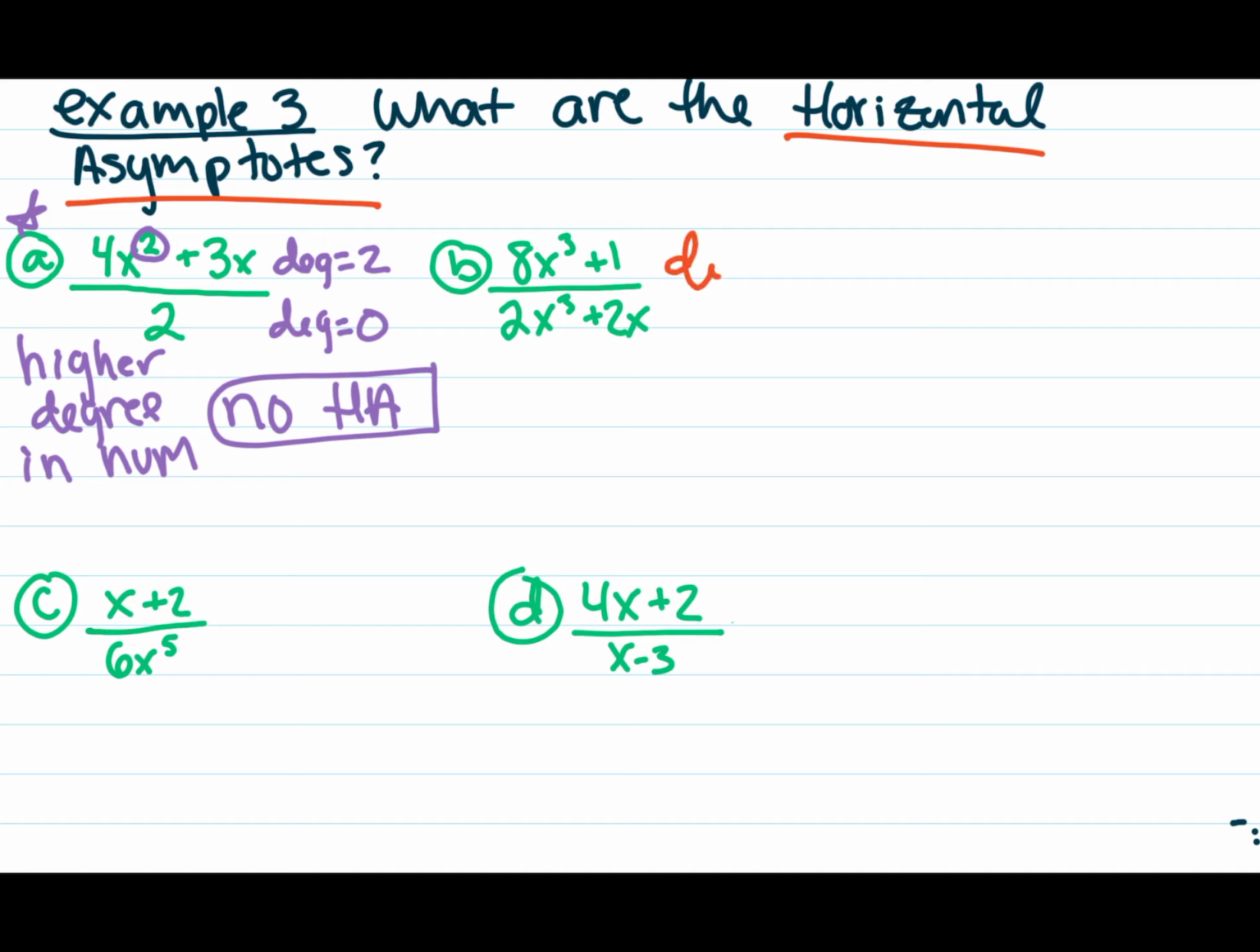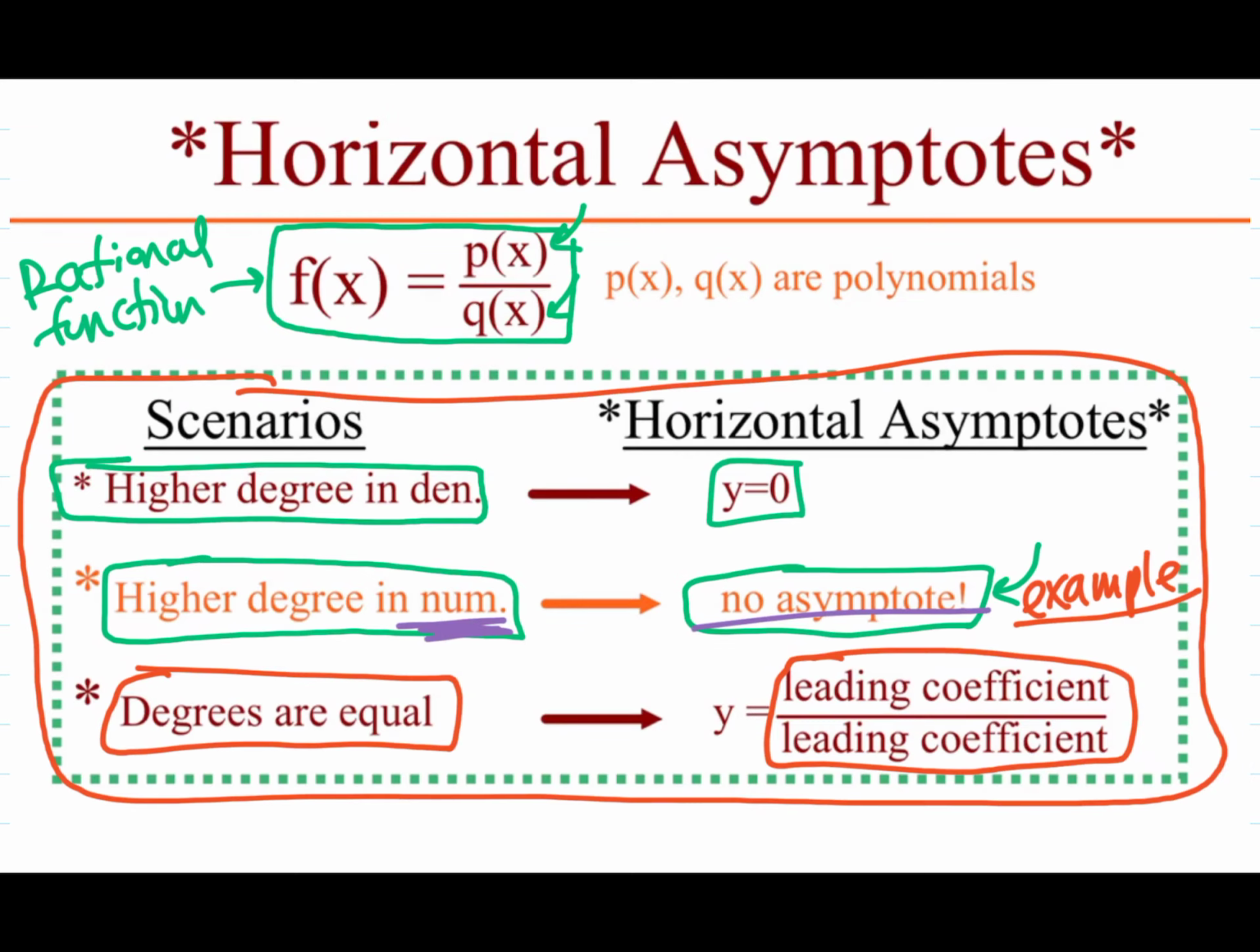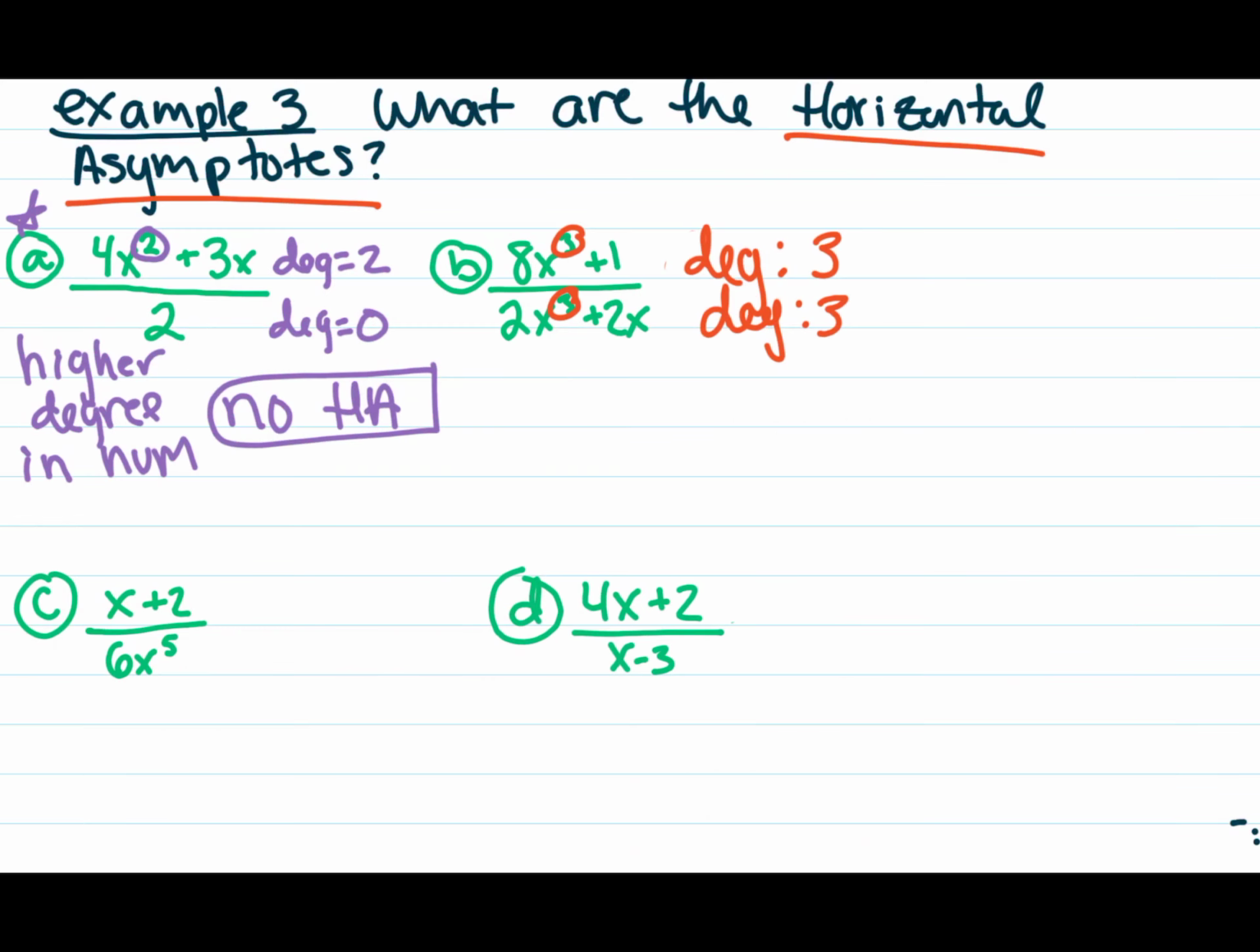What is your degree in the numerator? Degree is the highest exponent. Well, it's 3. What's your degree in the denominator? Highest exponent. It's 3. So let's go back to our chart and say, hey, what do we do when our degrees are the same? Degrees are equal right here, the last one. It says divide the leading coefficient from the numerator and the denominator.